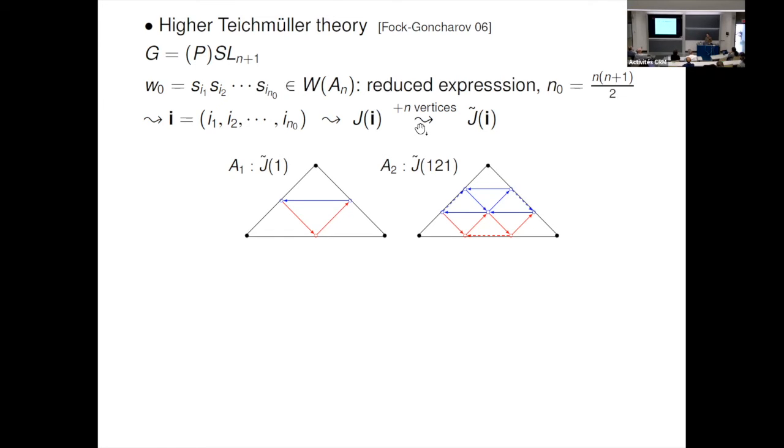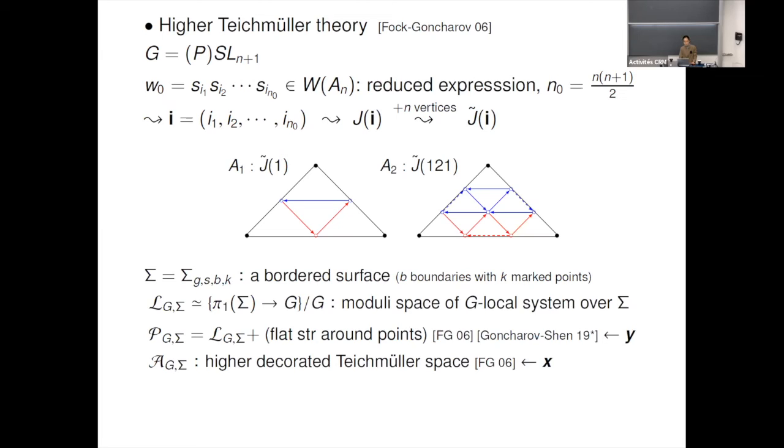Additionally, we put n vertices. In this case, we put 1 and we put 2 in this case. And we add several arrows by following some blue. Then we get these cleavers. So for triangulation, we assign these cleavers in each triangle. And by using this, we can construct the representation of fundamental group in the same way as before. So this is a higher trihedral theorem.